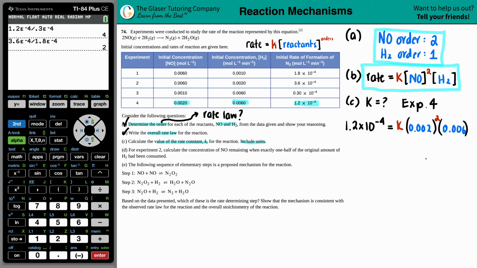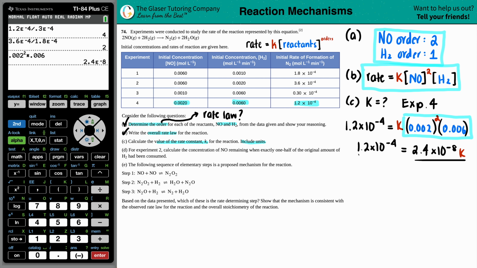So now we just have to do the math. You can square this first to get that as one number and then times it by 0.006, but you could also take this and times it by itself. Your calculator will understand what you're doing. So I'm going to say 0.002, I'm going to square that, and then once that's done, I'm going to times that by 0.006. You could have done this in 2 steps, but you'll get the same answer. So we got 1.2 times 10 to the negative 4th equals 2.4 times 10 to the negative 8th, and that is all being times by K.